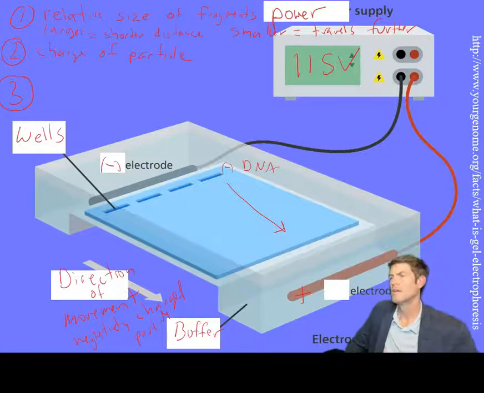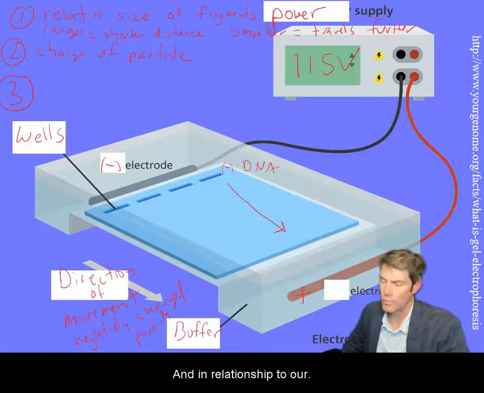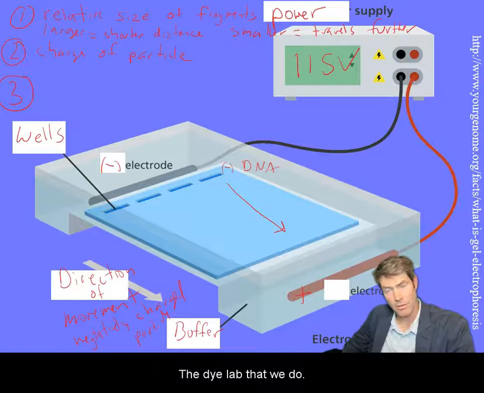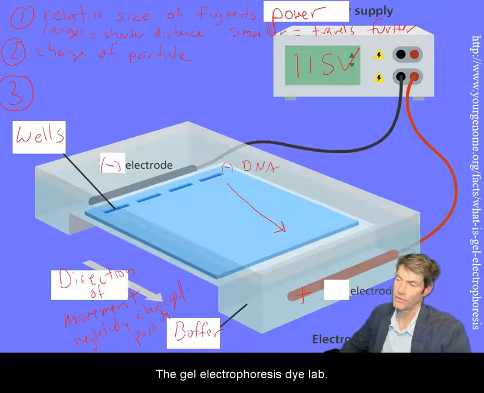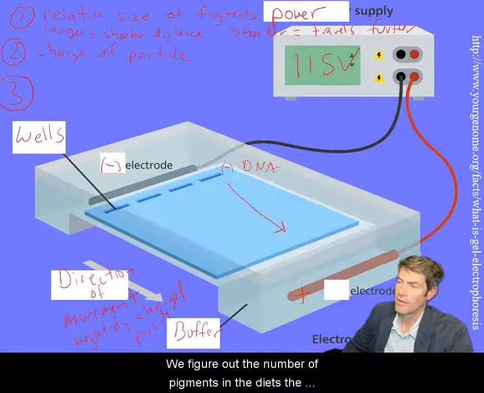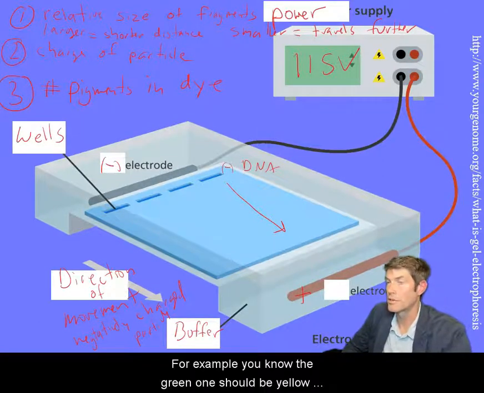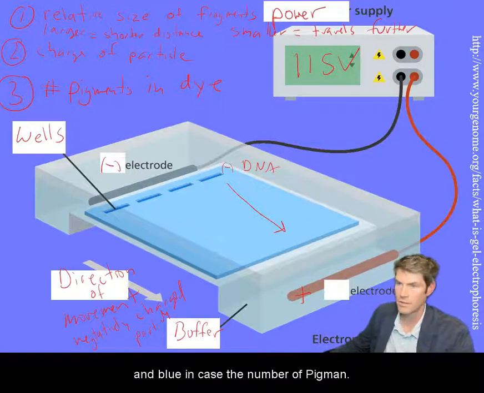And in relationship to the dye lab that we do, the gel electrophoresis dye lab, we figure out the number of pigments in the dye. It's the number of pigments that the dye is made out of. For example, the green one should be yellow and blue. Okay, so the number of pigments.